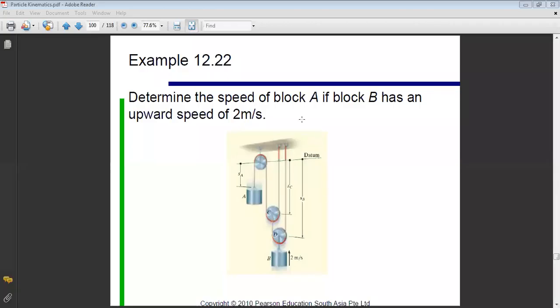So we were doing this problem. We have a system of pulleys and they are connecting blocks A and B.